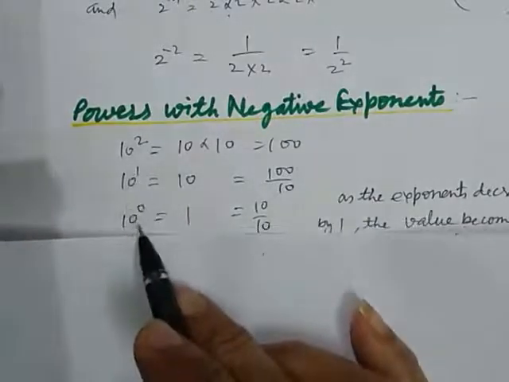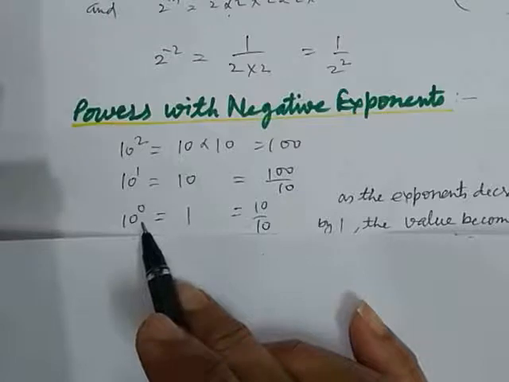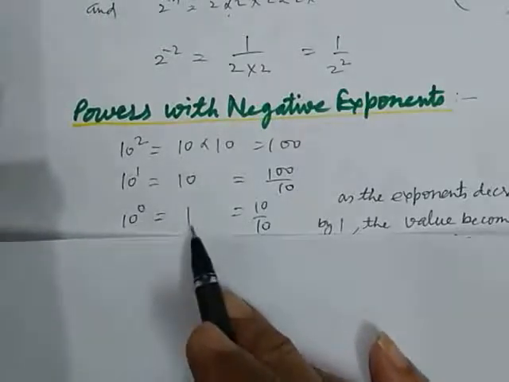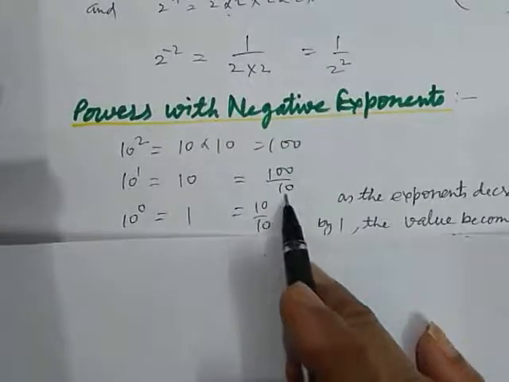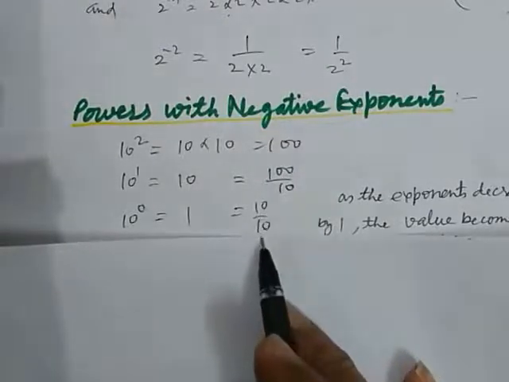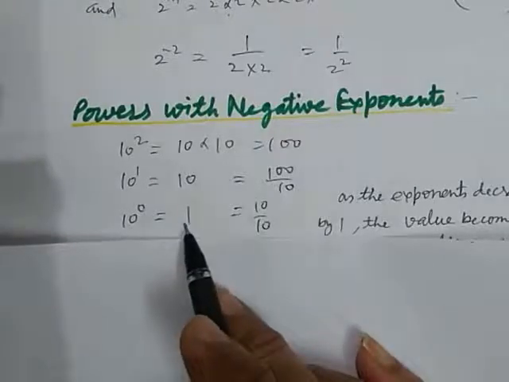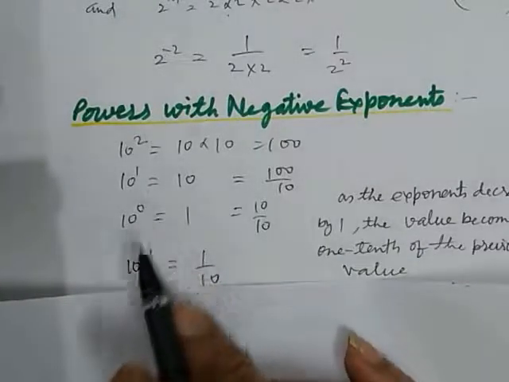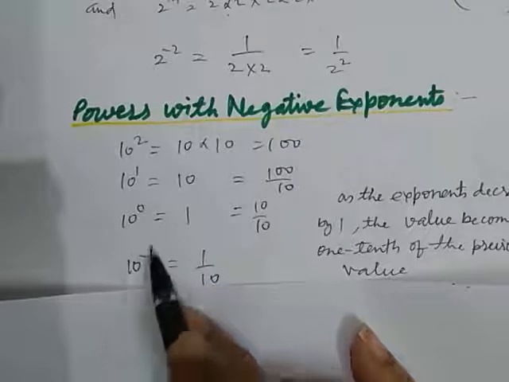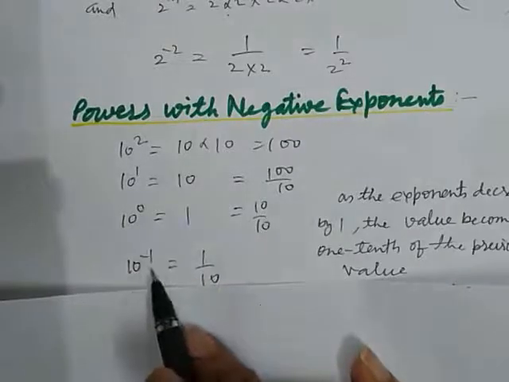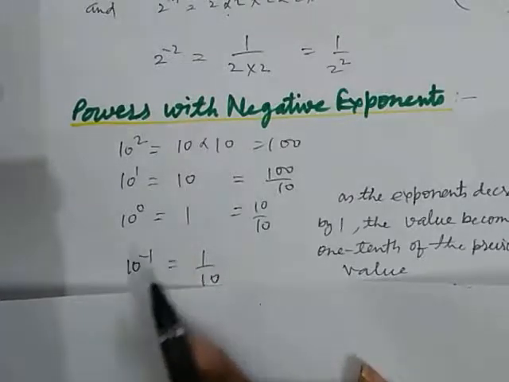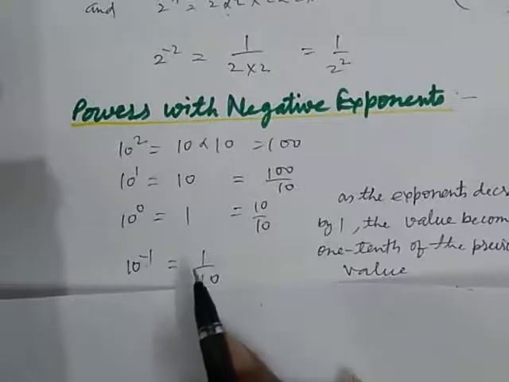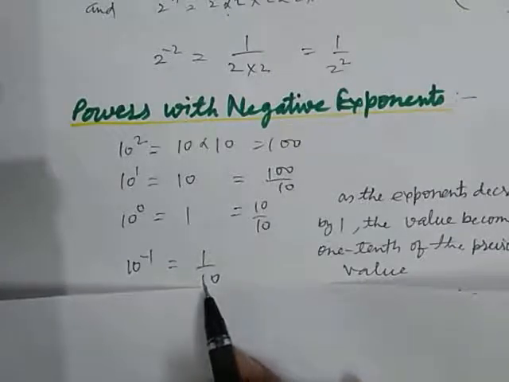Now again we reduce the power by 1, that is 10 raised to the power 0, which is 1. So we again divide by 10. Here 100 by 10 is 10, so divide by 10, 10 by 10, we get 1. Okay. Now if we again reduce the power, after 0, that is minus 1, we again divide by 10. So if we continuously go on decreasing the power by 1, then we have to divide by 10.